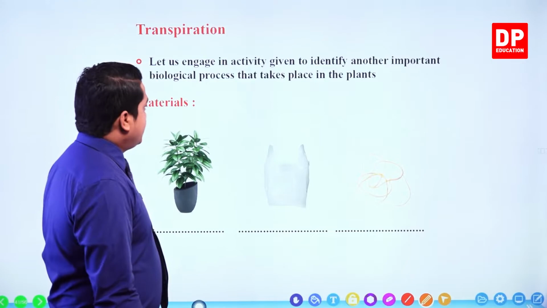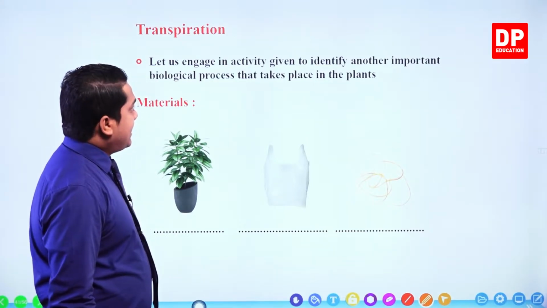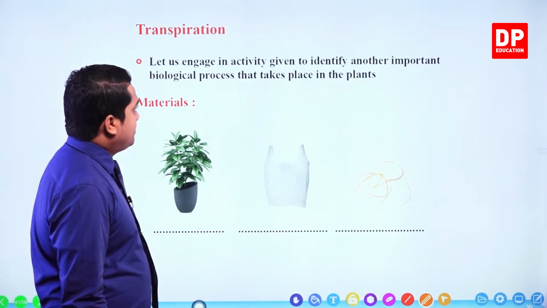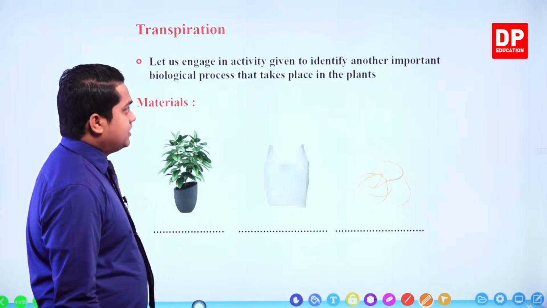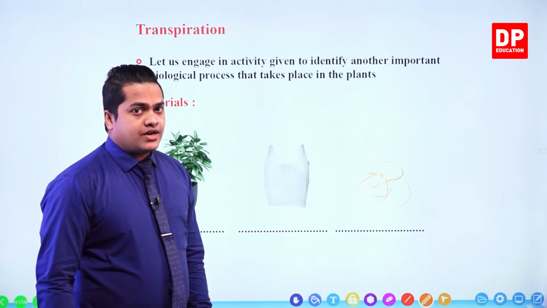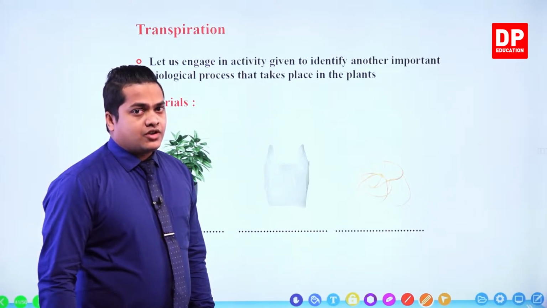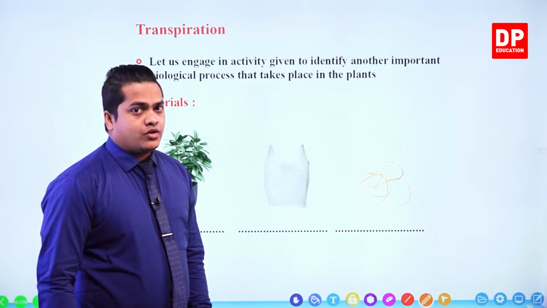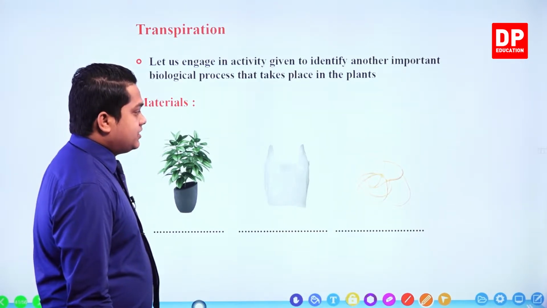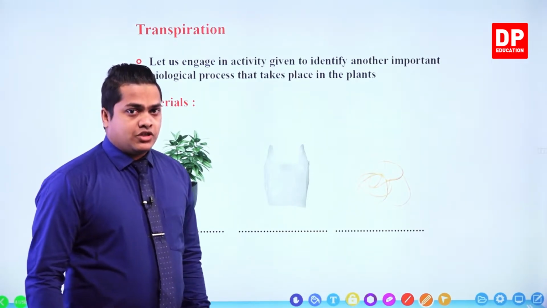So, here it is given, let us engage in the activity given to identify another important biological process that takes place in the plants, which is the transpiration process. Here we are going to study another biological process that occurs within the plant, transpiration. So, here we will need these materials to observe the process of transpiration, my dear children.